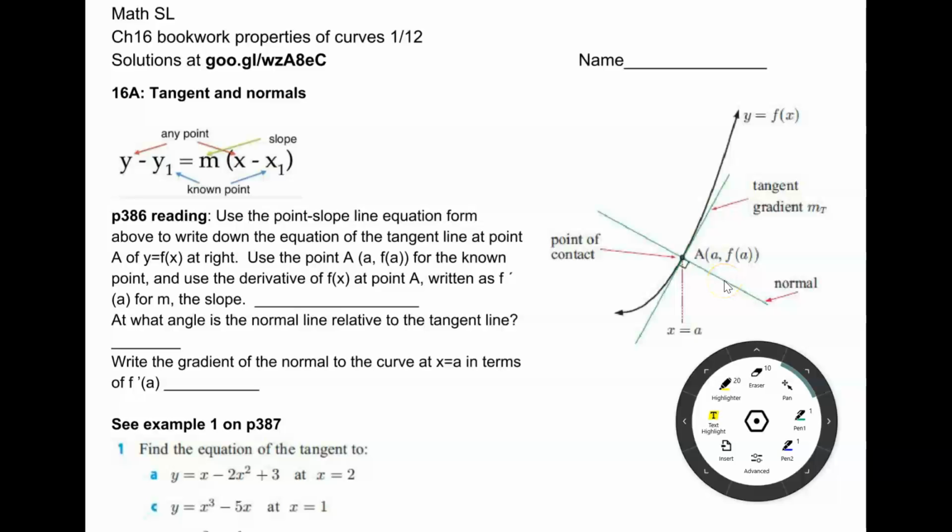Page 1 of Properties of Curves. We're going to talk about tangent lines and normal lines.